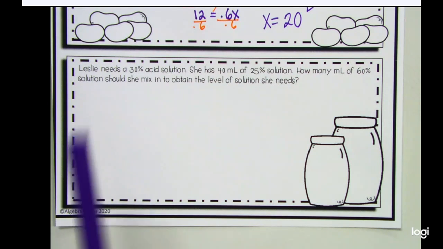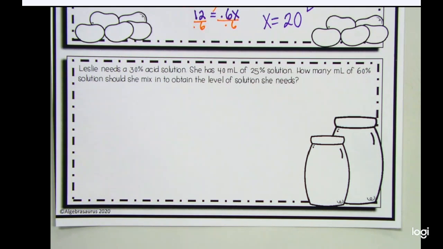Okay. Do you read this one and it's kind of scary? It is to me a little bit. I see all those words and I see 30% and I see milliliters and I don't know. It's easy to get overwhelmed, but we're going to try to set it up as we did our last problem. What is our first solution? What do we have?